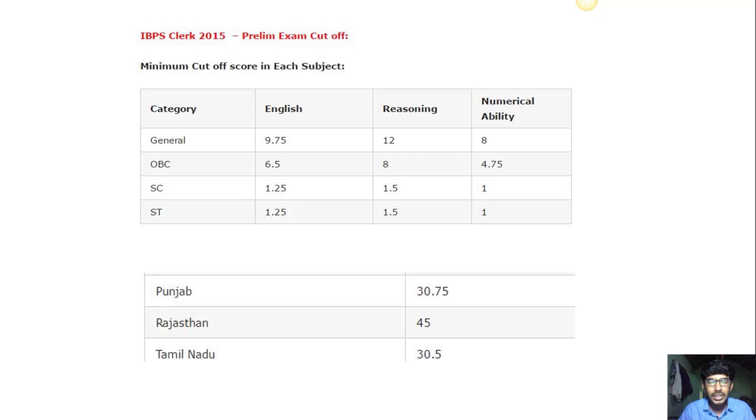Below I have mentioned the overall cutoff. For Tamil Nadu the overall cutoff should be 30.5. In order to pass you should clear both the sectional cutoff and also the overall cutoff. I will tell you clearly.